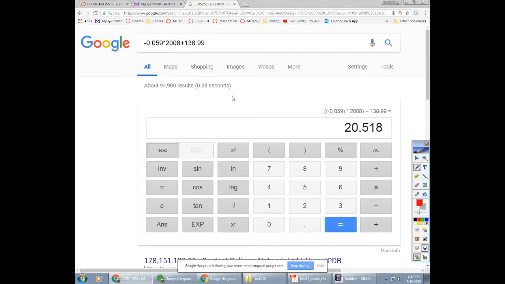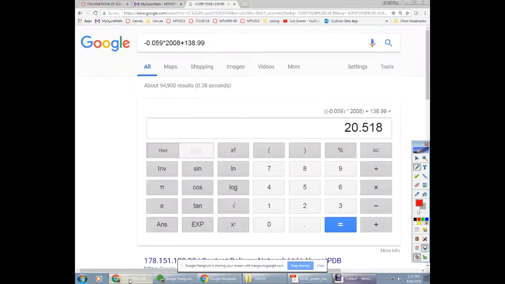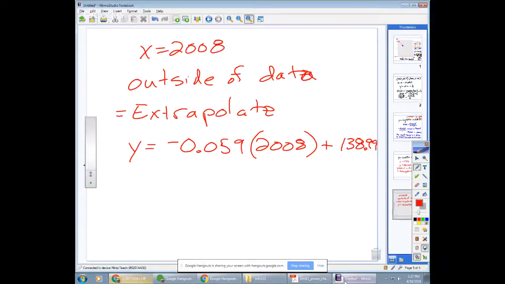According to my model, in 2008, the world record will be 20.518 seconds. If you're using your model, you might have a slightly different answer than that. 20.5. Does that seem reasonable? When I look at the men's data, it says women might catch up to men, right? Because men have data in the 19s and the 20s there.